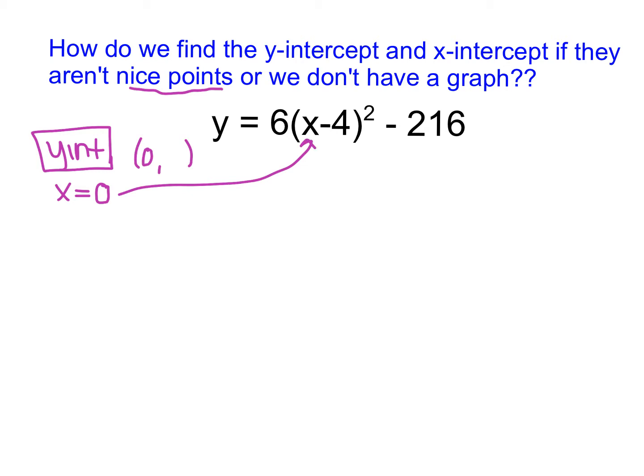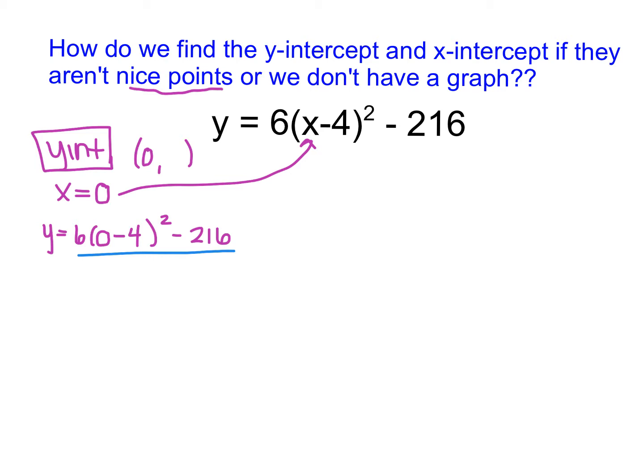So here I notice that I would have y is equal to 6 times x minus 4, quantity squared, minus 216. I'm replacing x with 0 here, so I'm going to write 0 in there. So 0 minus 4, quantity squared, minus 216. If I'm going to solve for y, I need to use my order of operations to simplify the right-hand side of this equation, because I have the variable isolated on the left.